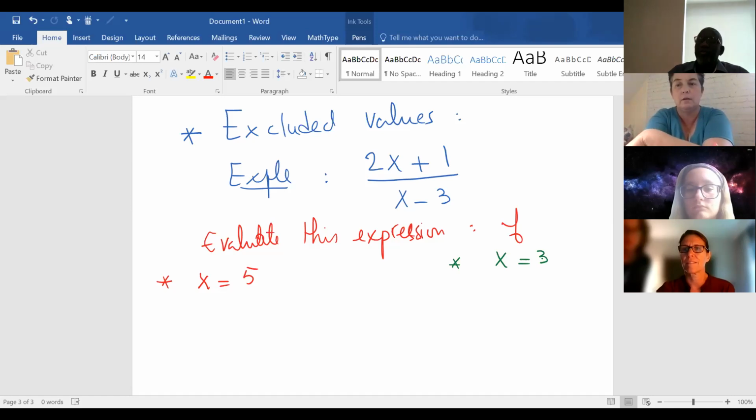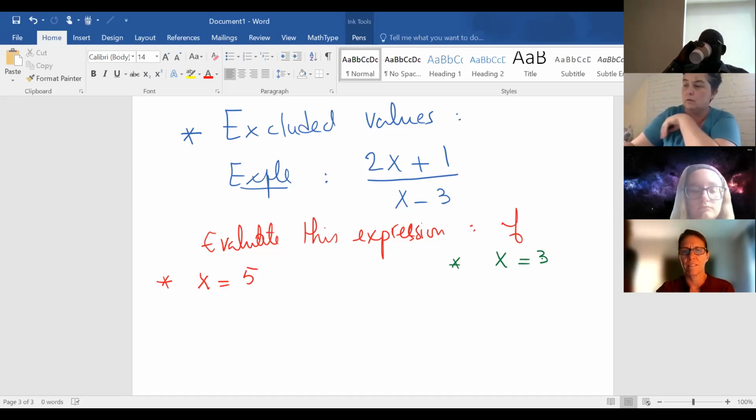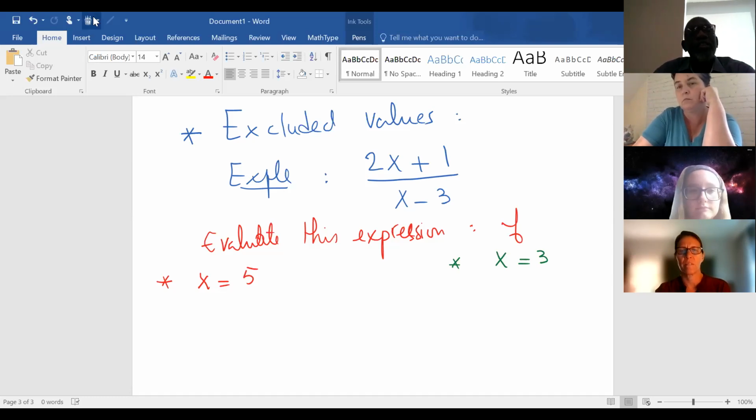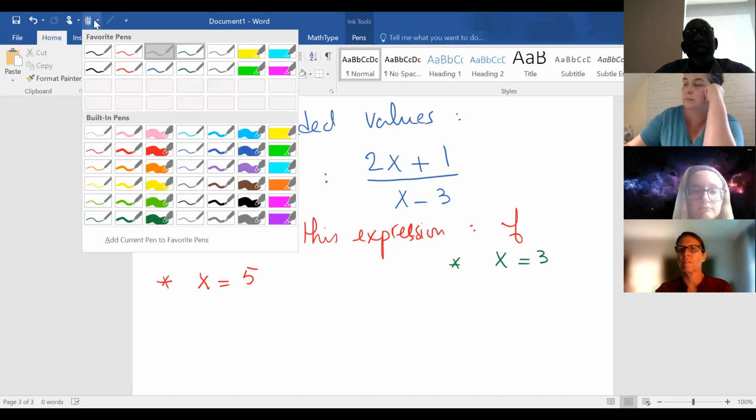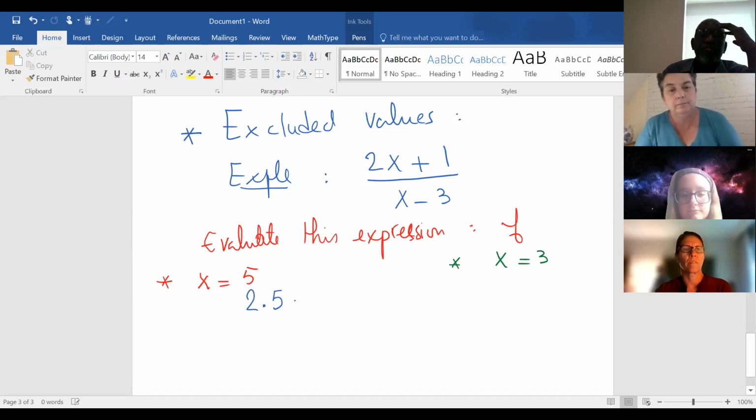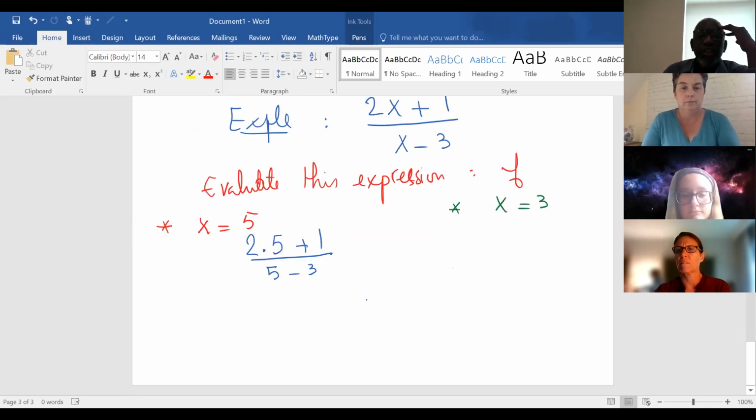Is the first one 11/2? The first one is 11/2. And the second one isn't possible, because then you'd have a 0 in the denominator. Thank you very much, that is exactly right. For the first one, we substitute 5 for x. We get 2 times 5 plus 1 divided by 5 minus 3. Then we do the math: 2 times 5 is 10, plus 1 is 11, divided by 2. That's it.